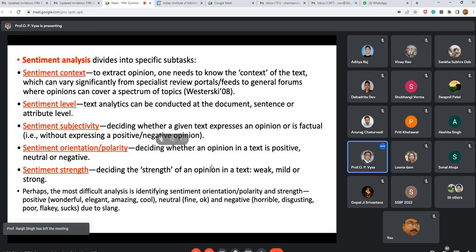Sentiment subjectivity. Then sentiment orientation or polarity. Or you want to find out, from all the Twitter trends, only whether they are positive, neutral, or negative. Three categories. That's the polarity. Sentiment strength. How much do you want? You want to understand whether whatever is written is a mild sentence, a strong sentence, or a weak sentence. So you want to infer out of the three. That's why the subtasks are divided. There are five subtasks of sentiment analysis.